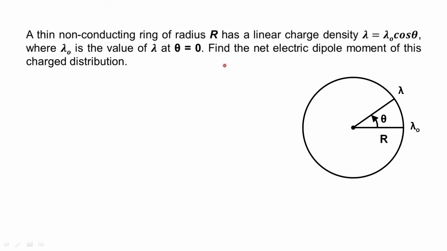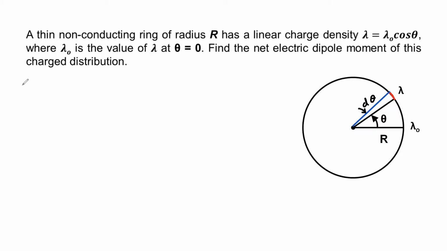This is non-uniform. Okay. So we'll go by the basics. Let's just break this ring into small parts. So let's take a section here. Let's say we take a section here. And this particular section subtends an angle d theta at the center.